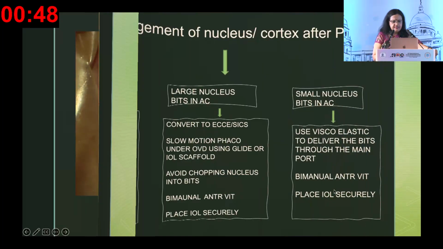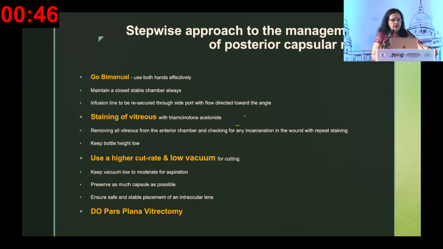So to summarize, always go bimanual. Once you have PCR and you know there's going to be vitreous loss, go bimanual. Staining the vitreous is very important because that becomes the order of the day today. Use a higher cut rate, very important to use a high cut rate during vitrectomy, and low vacuum. And in cases where there is continuous vitreous prolapse, do a pars plana vitrectomy.